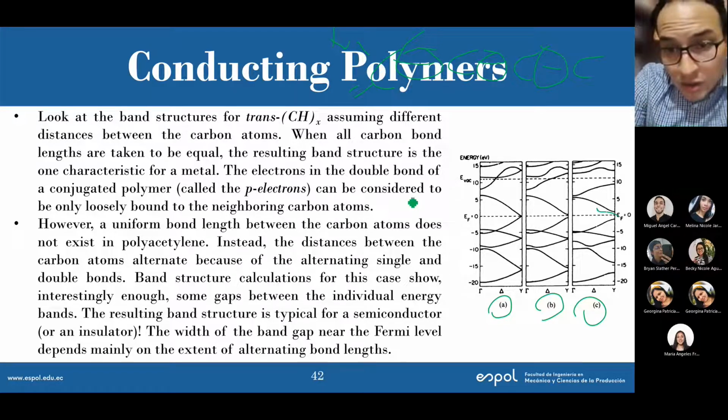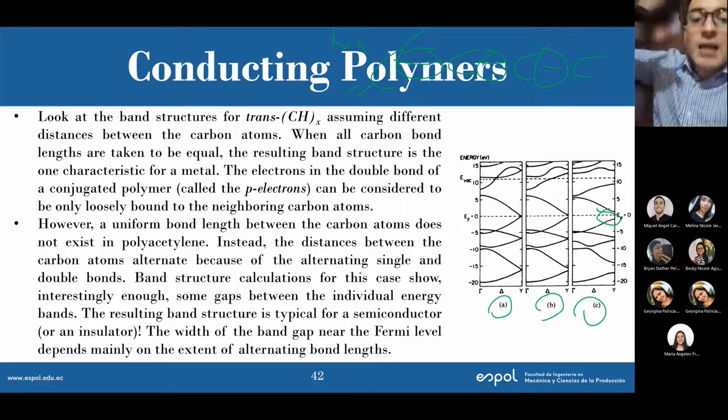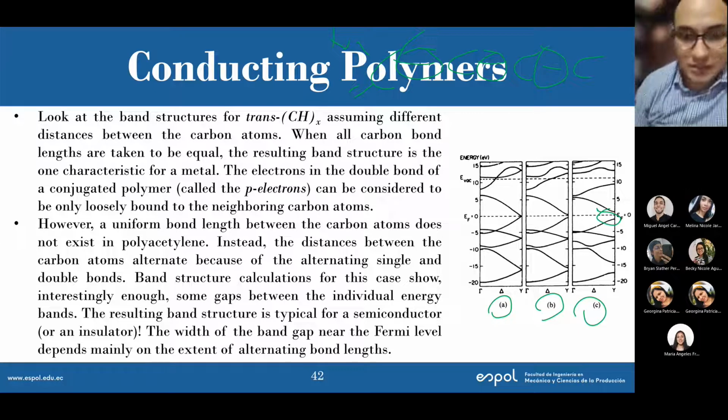Look at that. You do have an energy gap. You do get a region where there is a higher band and then a gap and then the lower band of the next layer. So you do have a gap. And that gap actually will depend, and that is why it's so complicated to make calculations for polymers, because the width of that band gap actually depends on the extent of alternating bond lengths. So basically, how much are the bond lengths varying?